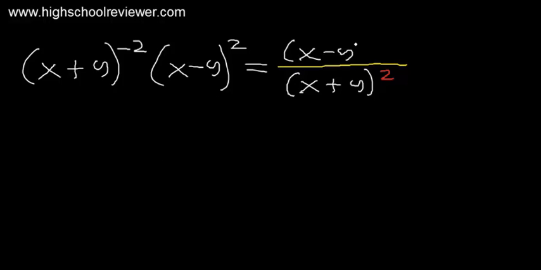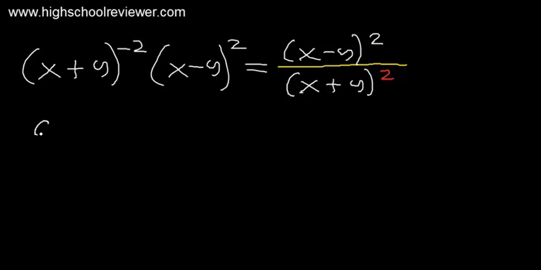What will happen to the base with an exponent that is negative? It will be put on the denominator. Since this is taken as a whole, our base will be the quantity x plus y, and from the negative exponent, the exponent now will become positive 2. What will remain on the numerator is the quantity x minus y raised to the power of 2. And this is our answer for the second problem.